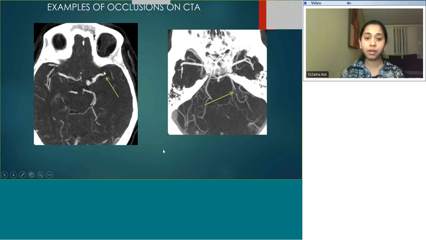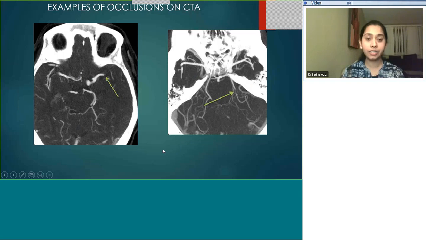This is an example of MIP images of the axial CT angiogram, where you can see there is acute abrupt occlusion of the left MCA, M1 segment. In this example, I'm showing you the posterior circulation, posterior cerebral artery. This is the P2 segment, and there is an abrupt occlusion here.